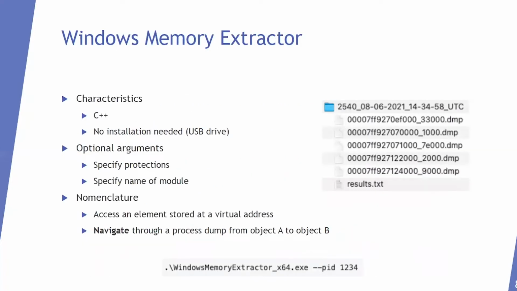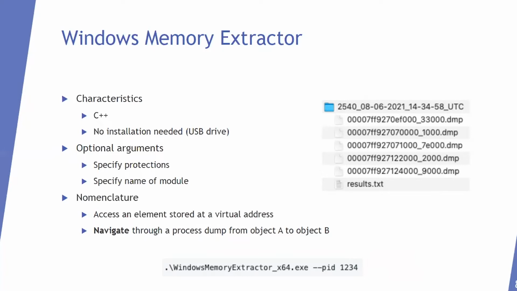Windows Memory Extractor is a C++ tool that doesn't need to be installed in order to be used. As a result, a forensic analyst can have this tool on their USB drive and run it from there, minimizing in this way the contamination introduced in the system under analysis. In order to dump several memory regions from a given process, a process ID must be specified to this tool, as shown at the bottom of this slide.